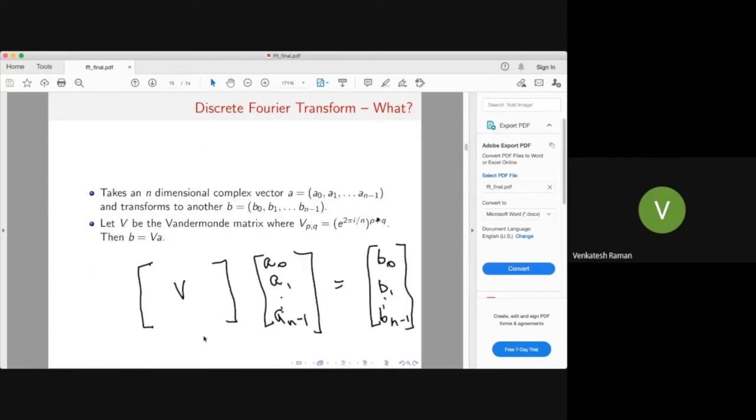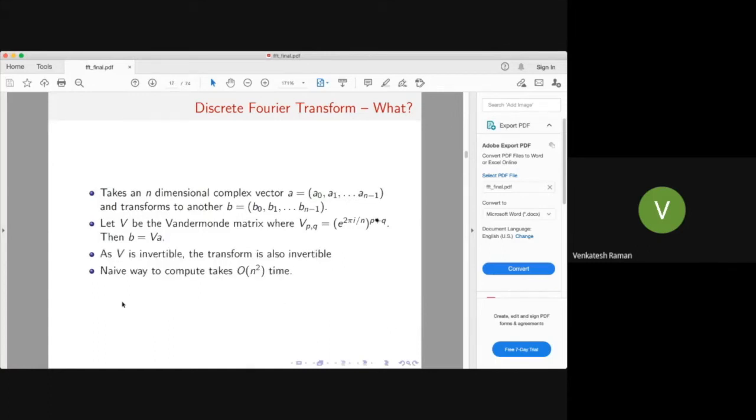Okay, so what is this discrete Fourier transform? It takes this vector a0 to an minus 1, and you post multiply by this Vandermonde matrix, which has the ijth entry the nth root of unity raised to that power, and what you get is this vector b0 to bn minus 1. So this is the discrete Fourier transform of a0 to an minus 1. As the Vandermonde matrix is invertible, this transform is also invertible. Given the bi's, you can also compute the ai's.